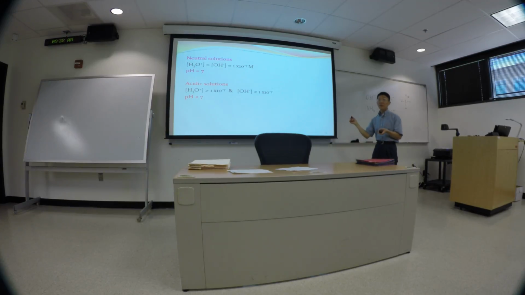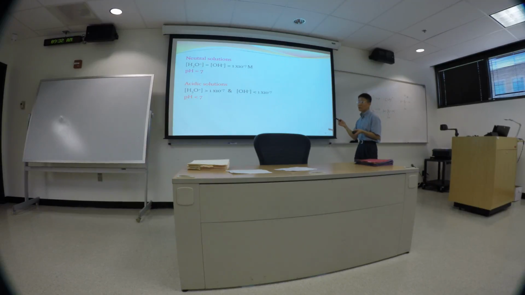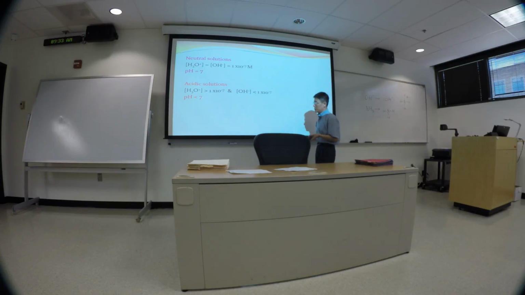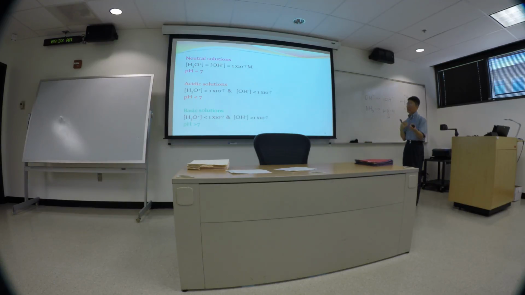Remember the definition, negative log. There's a negative sign in front of it. So concentration-wise, when pH is lower than 7, that means hydronium ion concentration is more than 1.0 times 10 to the negative 7. The other is lower: hydroxide ion concentration is lower. For a basic solution, it's just reversed.